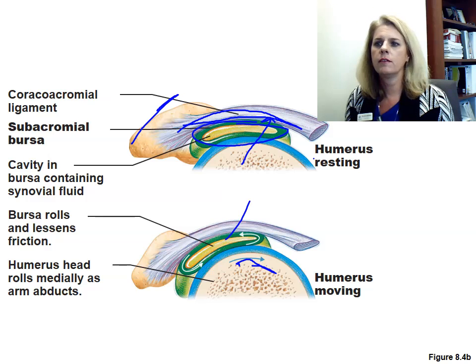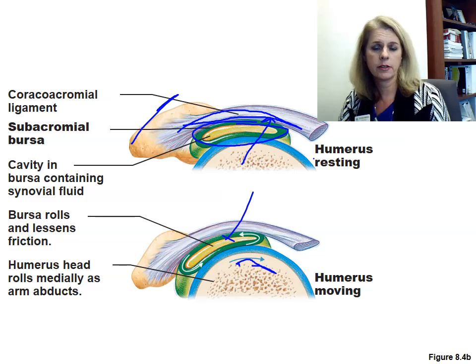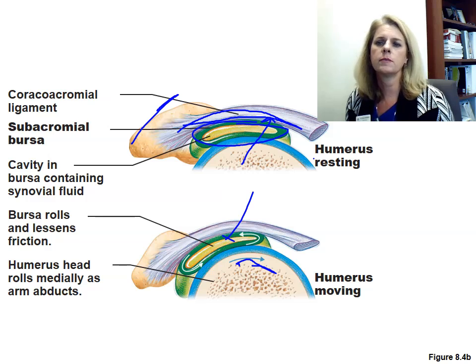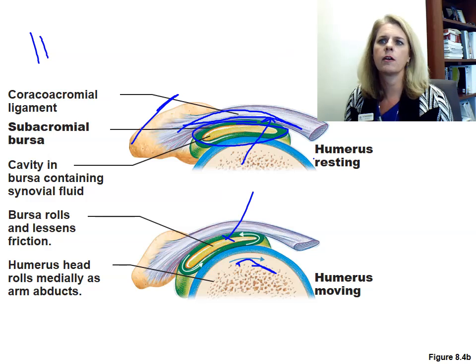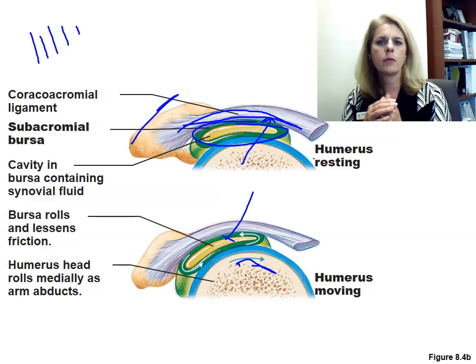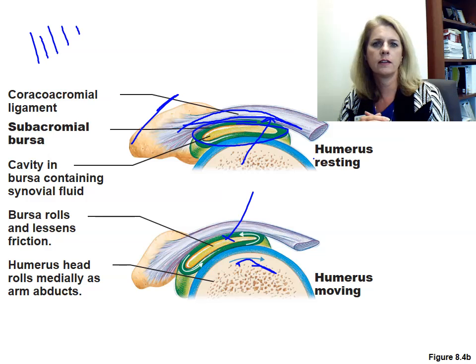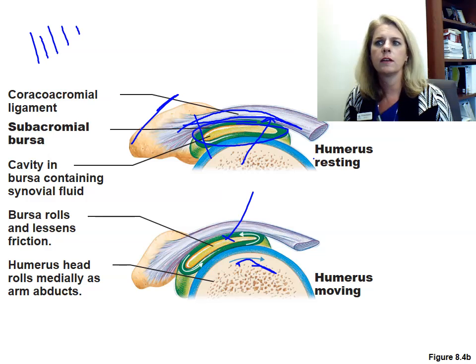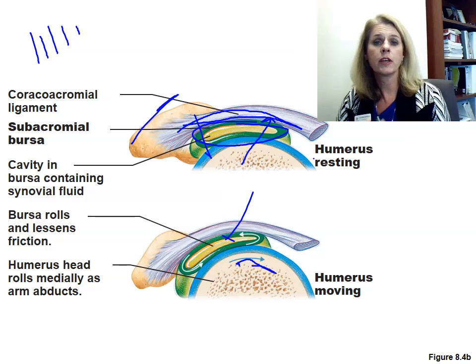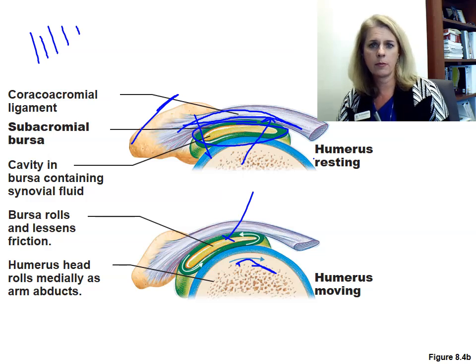If this becomes inflamed, you get something called bursitis. Bursitis is inflammation of the bursa. You'll see this sometimes in people that do repetitive motion. Maybe they've got a job and they're doing the same thing over and over again, and that bursa thins out, and now you have the ligament lying right on the bone, and so you get pain. So bursitis can be painful, and sometimes it just requires rest to allow that bursa to heal.